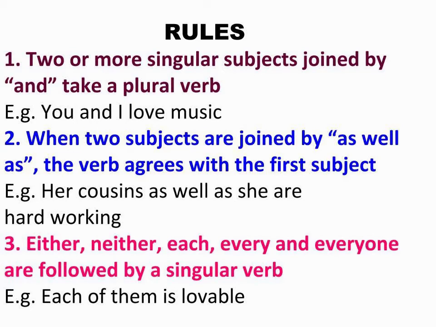Second, when two subjects are joined by as well as, then the verb agrees with the first subject. If the first subject is singular, a singular verb. If the first subject is plural, a plural verb. Her cousins as well as she are hard working. Her cousins is plural here, so that's why are.